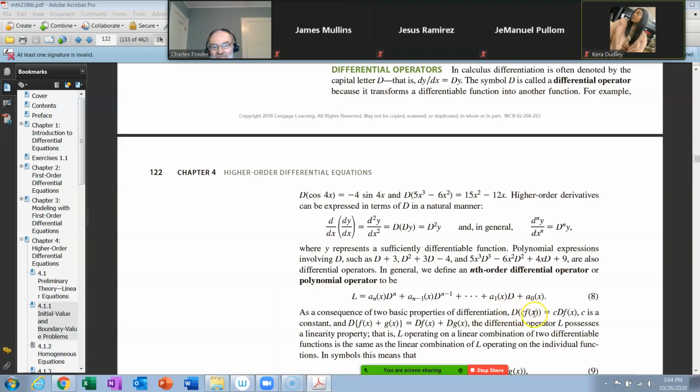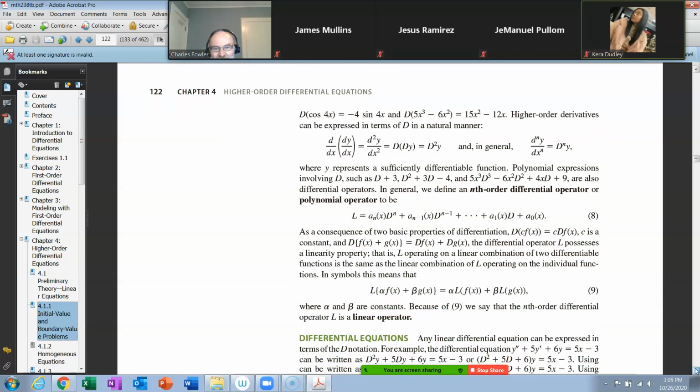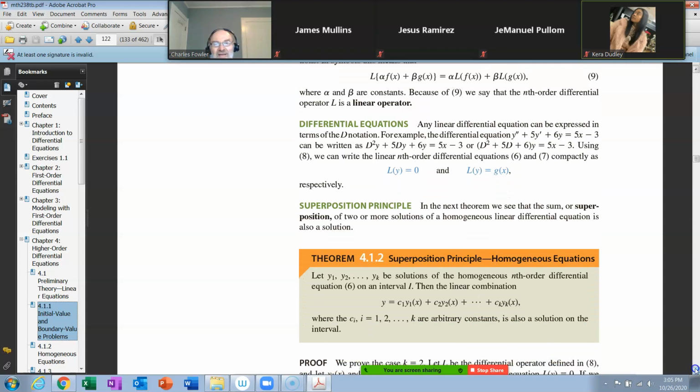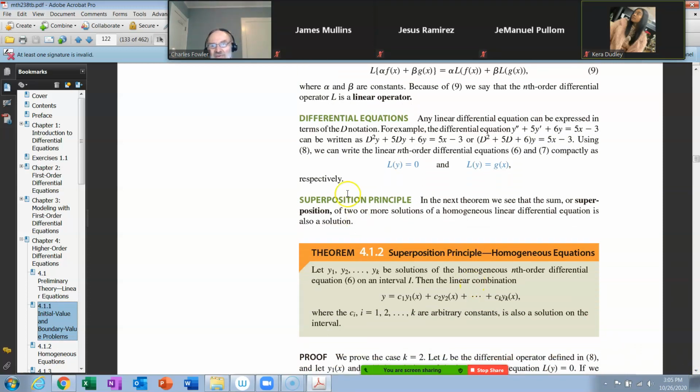D of a constant times a function is equal to the constant times D of that function, and the differential of the sum of two functions is the sum of the differentials. So that is what we call a linear combination of the two differentiable functions, is the same as a linear combination of L involving the individual functions. Now, a lot of blah blah blah, and you wonder, what difference does it make? Okay, now if that wasn't enough, let's see how we can complicate it further. This looks a lot like something we just saw a little bit ago when we were talking about boundary value problems. We saw something that looked similar to this, but it was different.